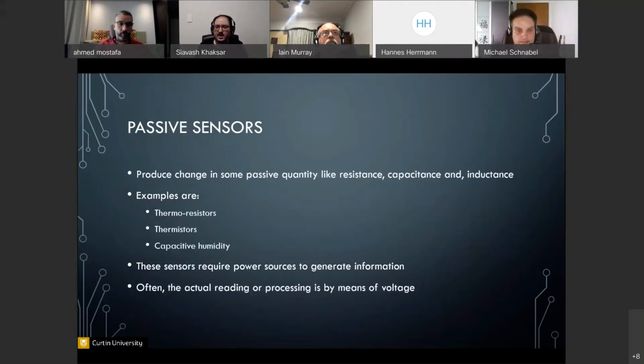We also have passive sensors, and these are the types of sensors that typically give you a change in resistance, capacitance, or inductance. Examples of that are thermoresistors, thermistors, capacitive and humidity sensors. Again, at the end of the day, it's usually that change in the electrical component that they are giving us, and we're looking at a data sheet and converting that to a real life characteristic. In a few slides, I'll show you a couple of examples of these changes and how you can go from that raw reading to an actual, say, temperature or pressure and so on.